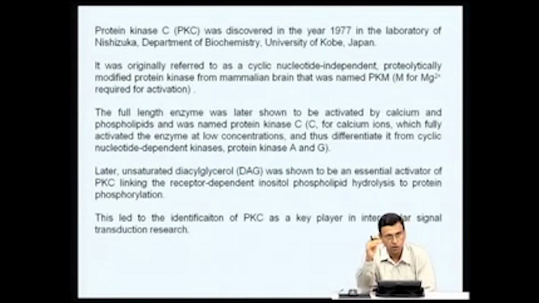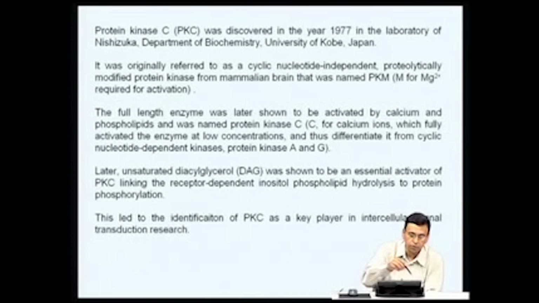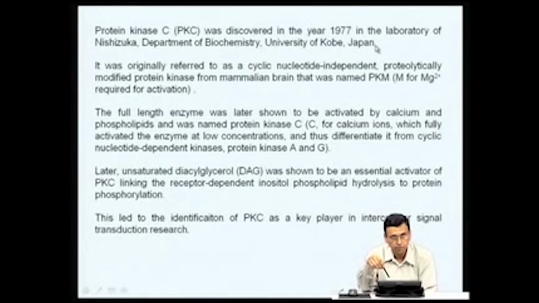So, once the diacylglycerol is synthesized by the action of phospholipase C, protein kinase C now has to go and phosphorylate a number of effector molecules. Let us now discuss very briefly what protein kinase C is and how it was discovered. Protein kinase C was discovered in the year 1977 in the laboratory of Nishizuka at the University of Kobe in Japan. It was originally referred to as the cyclic nucleotide independent proteolytically modified protein kinase from mammalian brain, which was named PKM primarily because magnesium is required for its activation.